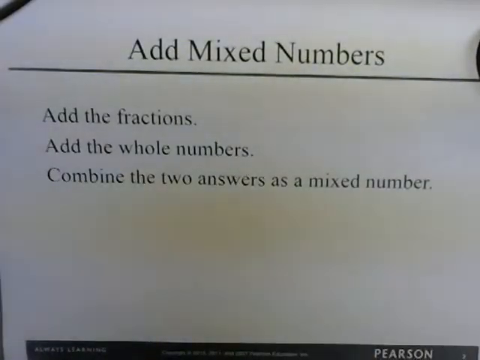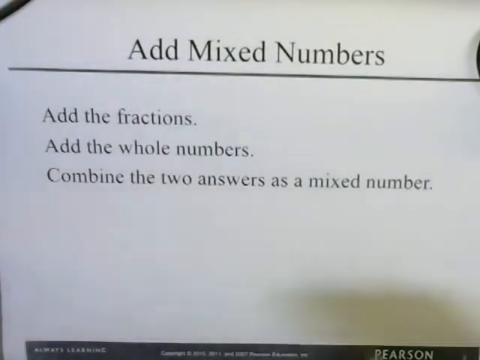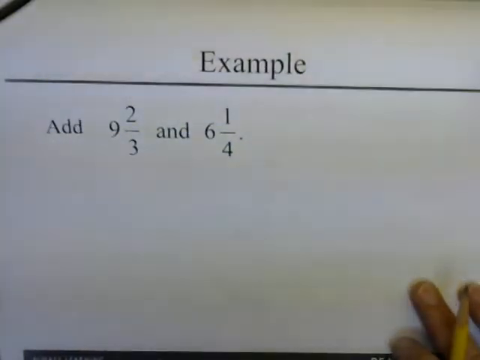Add mixed numbers. As far as adding mixed numbers, we add the fractions and then you add the whole number parts separately. There are a couple different ways you can do this also. You can also convert both fractions into improper fractions and do it that way. But I think it's easier to do it this way.